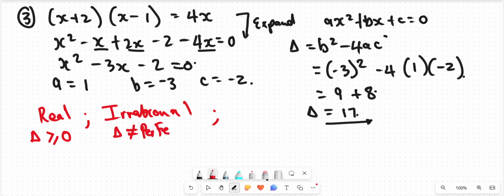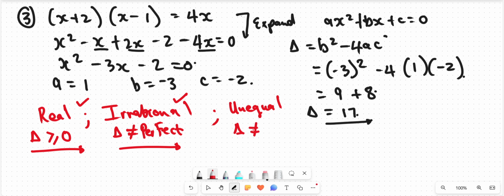So I keep putting these justifications under here. This is for your benefit in the test day exams. You just need to say real, irrational, and tell me that it's unequal. Again, how do I know it's unequal? Because the discriminant is not equal to 0. And there we go. So this is how you do this example.